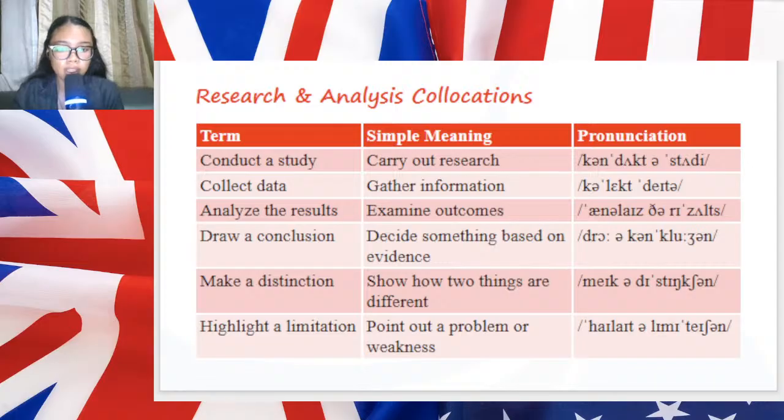Fourth collocation, draw a conclusion. Again, draw a conclusion. It means decide something based on evidence. It means basically to reach a decision or judgment based on the evidence or results that you have examined. After analyzing the result, we draw a conclusion. It's the final step in reasoning, where you take all the information you gathered and analyzed and say what it means. So that is draw a conclusion.